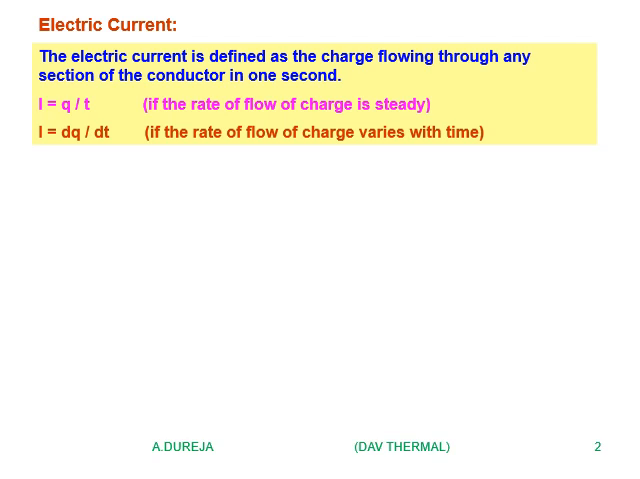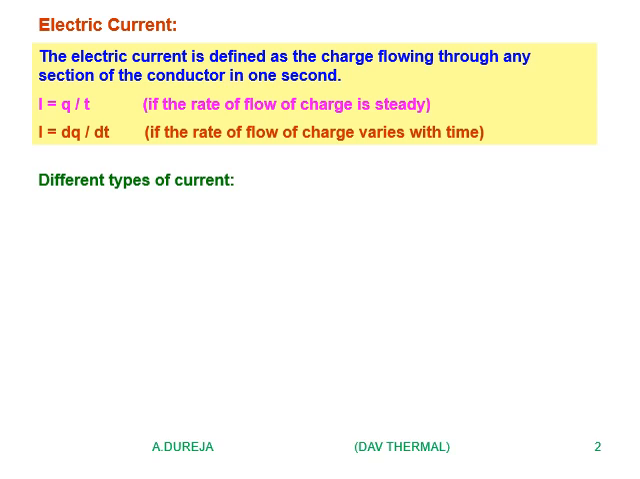steady, and if rate of flow of charge varies with time, then it will be I is equal to delta Q by delta T, limit delta T tends to 0, and that will become dQ by dt. The SI unit of current is ampere, and 1 ampere current flows through a conductor when 1 coulomb of charge crosses an area in 1 second.